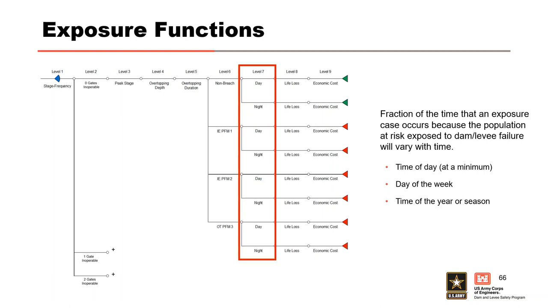Time of year can sometimes also be important, like if there is a popular camping area that will have more people there in the summer, or if there's a ski resort that has more people there in the wintertime. How many exposure branches you need to account for is going to depend on how the population at risk changes at different times, days, or seasons.